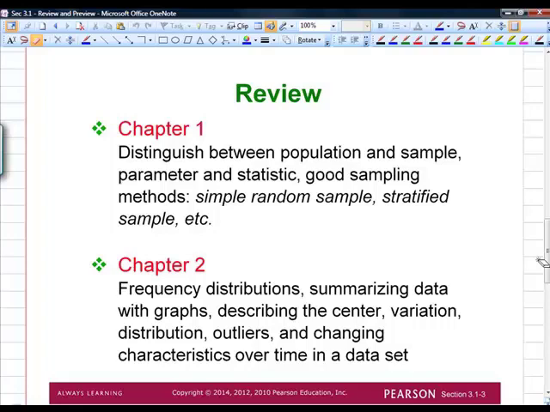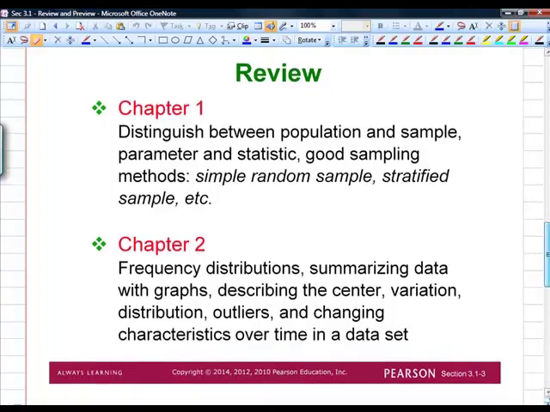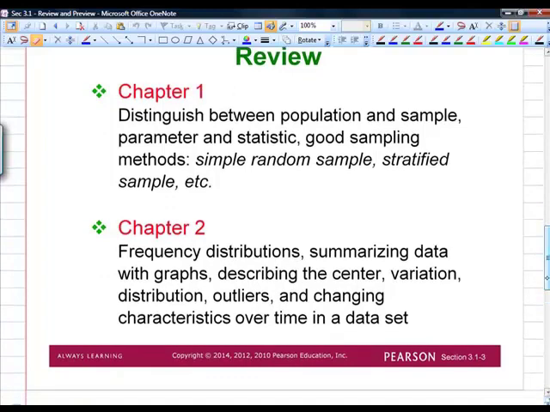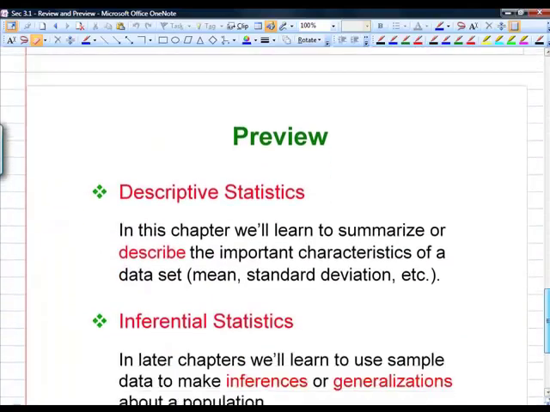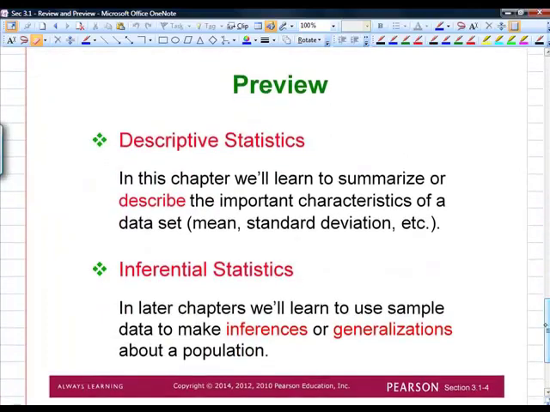In Chapter 2, we looked at frequency distributions, summarizing data with graphs, describing the center, variation, distribution, outliers, and changing characteristics over time in a data set. In Chapter 3, we're going to be looking at descriptive statistics. We'll learn to summarize or describe the important characteristics of a set of data. We'll start with the mean, which is a measure of center, move on to the standard deviation, and so forth.